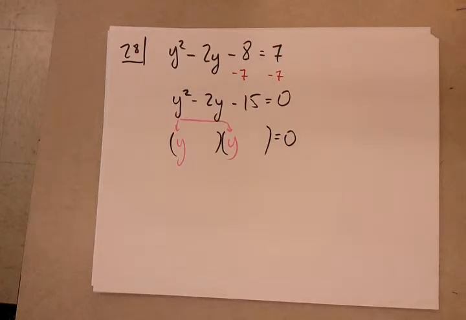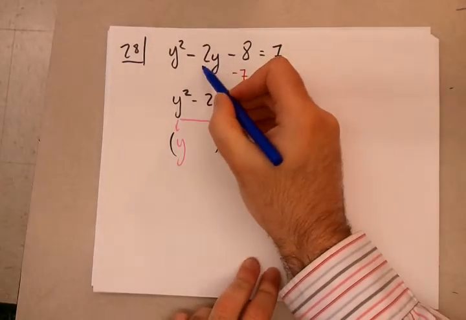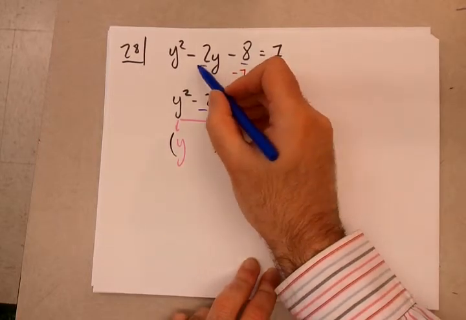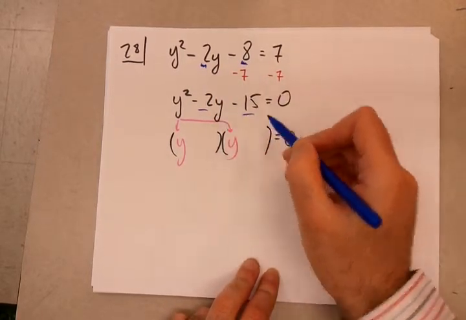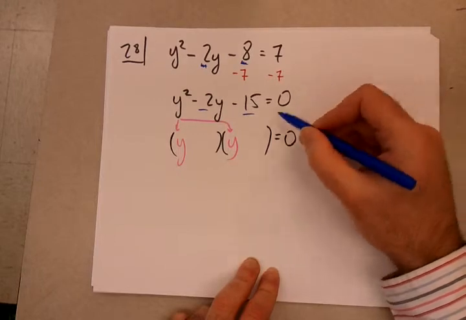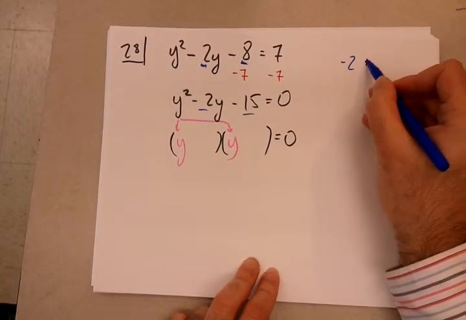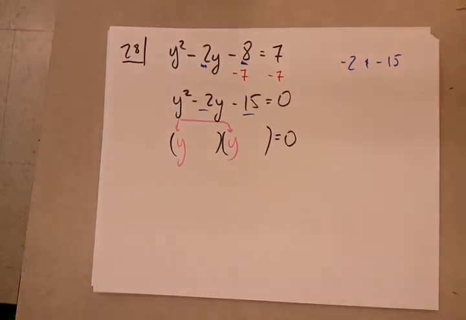I'm going to look at my two numbers that come next, the negative 2 and the negative 15. Don't look there, look here, because this is our modified equation now. So negative 2 and negative 15. I want to find two numbers that add up to negative 2 and multiply to negative 15.